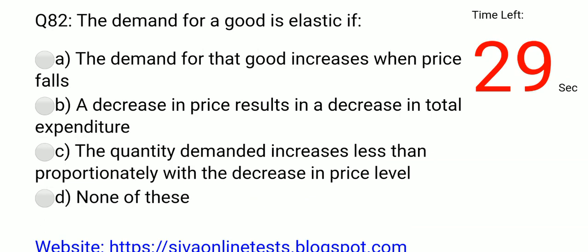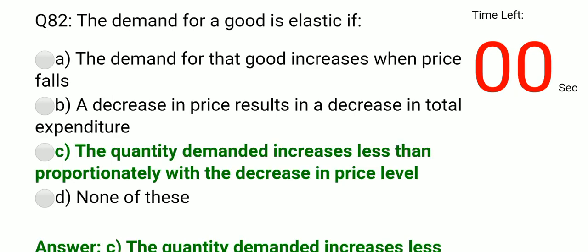Question 82. The demand for a good is elastic if. Options. A. The demand for that good increases when price falls. B. A decrease in price results in a decrease in total expenditure. C. The quantity demanded increases less than proportionately with the decrease in price level. D. None of these. Answer. C. The quantity demanded increases less than proportionately with the decrease in price level.